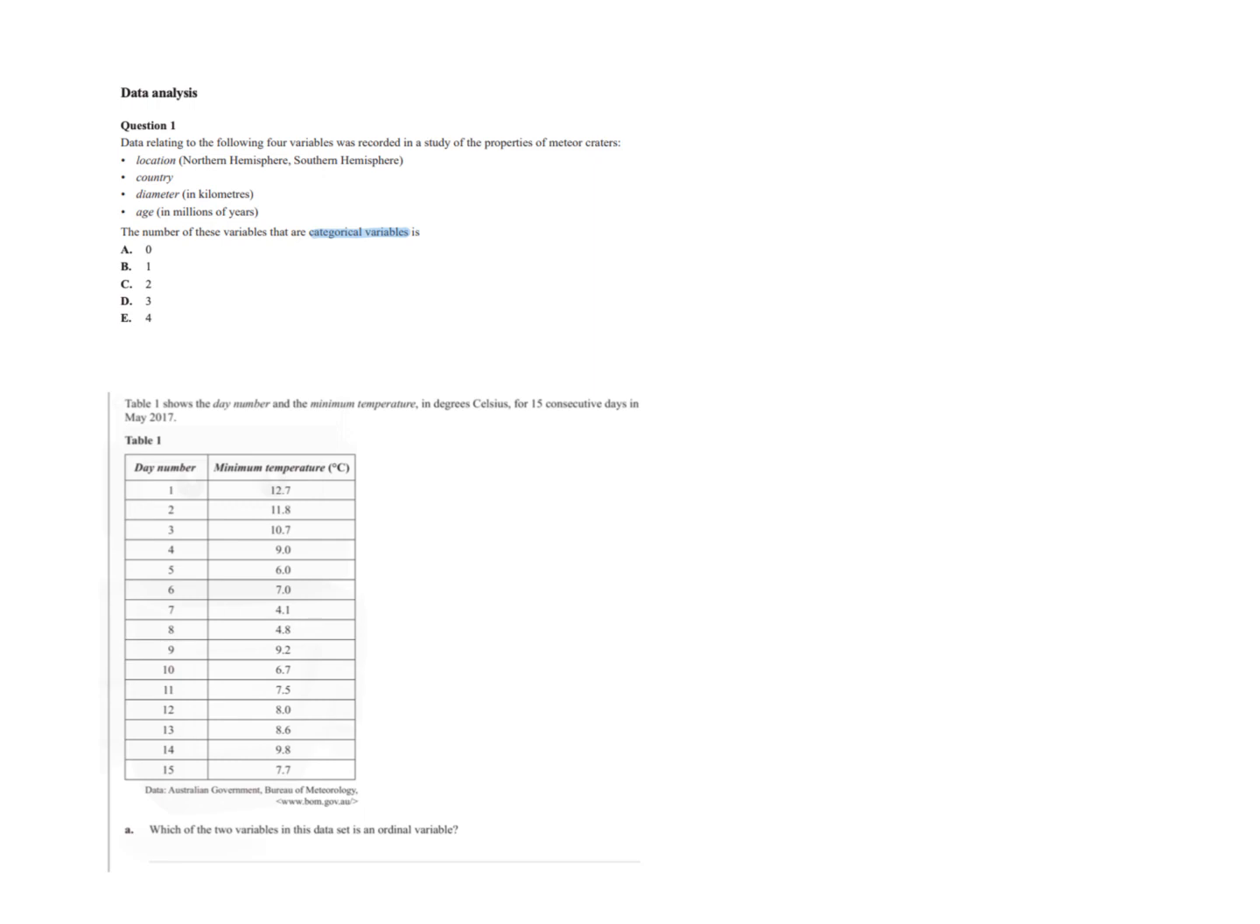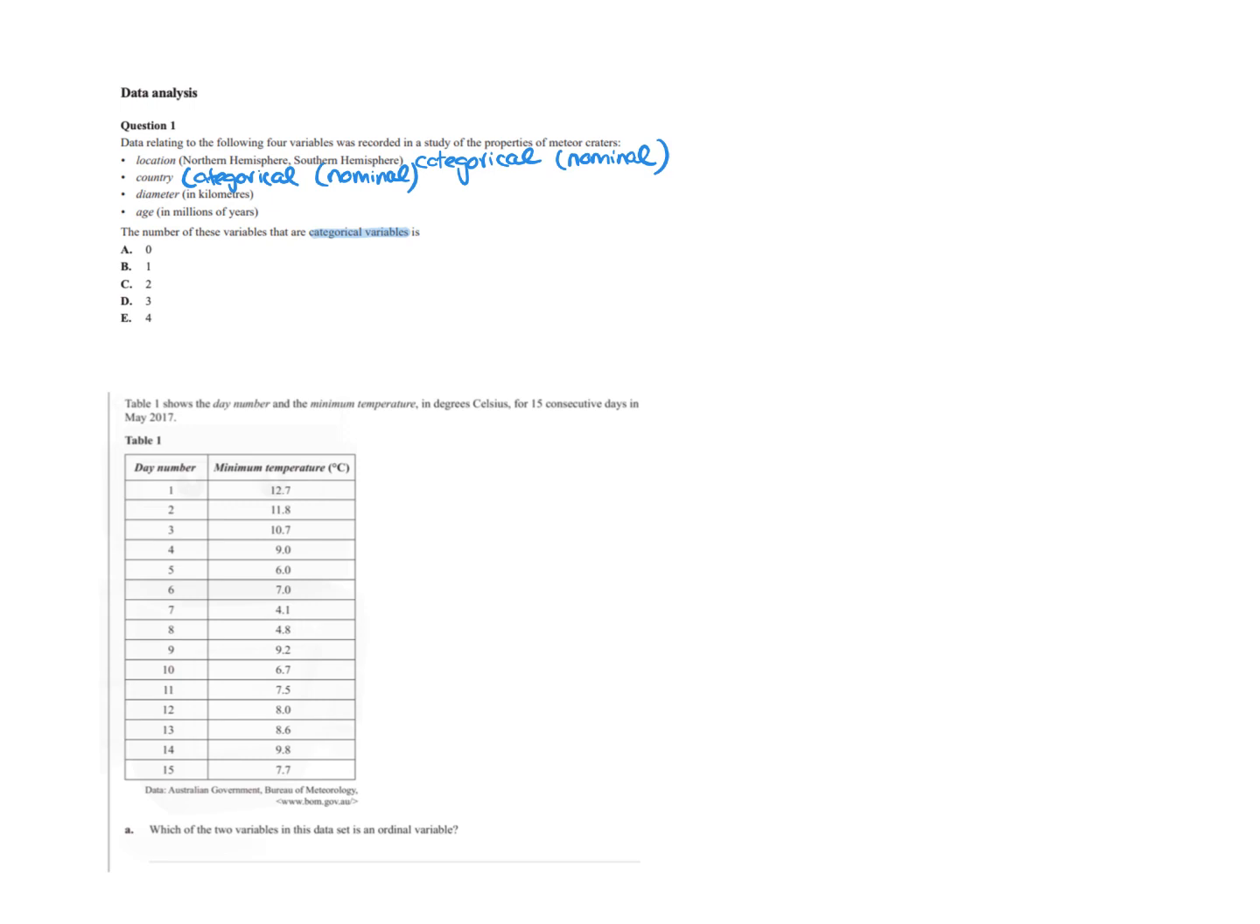So if we go through this, what do you think location is? Northern hemisphere, southern hemisphere, that's categorical, yeah? And I know you might want to say that there's an order in it, but there isn't, okay? So we'd probably say that is nominal, yeah? It's just one or the other, like male or female. Okay, country, that's categorical, isn't it? And does that have any order? No, that would be nominal. I'm just adding a little bit extra so we can practice.